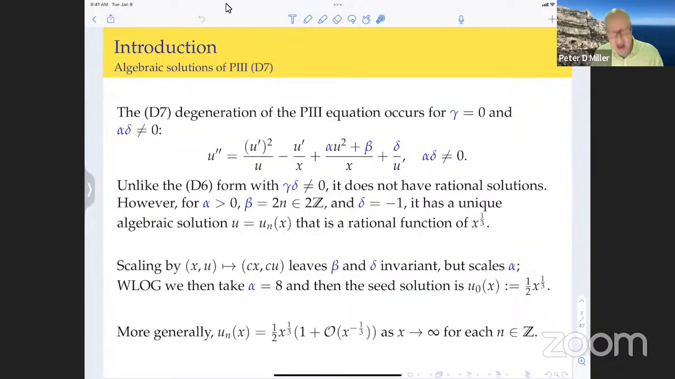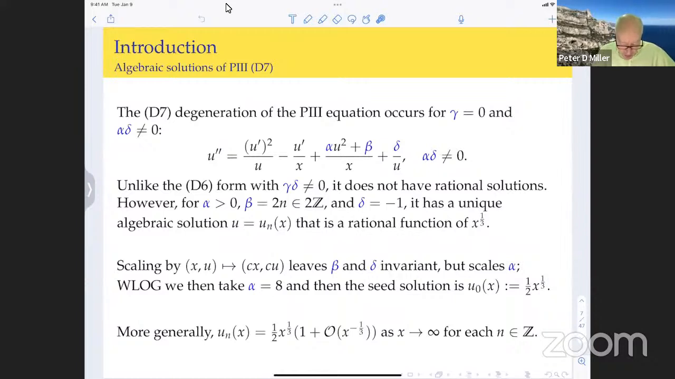And this one does not have any rational solutions, actually, for any values of the parameters. However, if alpha is a positive number and beta is twice an integer, delta is -1, then it has a unique algebraic solution. So we'll call that u sub n of x, corresponding to this value of the integer n in beta. And what it is, it's a rational function of the quantity x to the power 1/3.